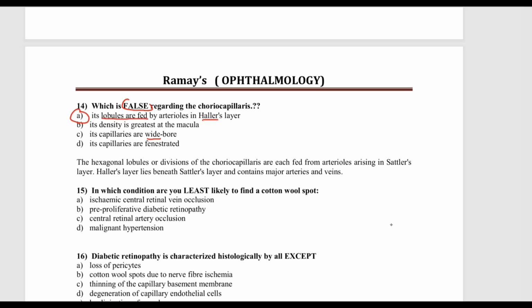No, the hexagonal lobules are the divisions of the choriocapillaris, each fed from the arterioles arising in the Sattler's layer. Haller's layer lies beneath the Sattler's layer and contains the major arteries and veins. Remember that Haller's layer and Sattler's layer are layers of the choroid. There are 5 layers of choroid.